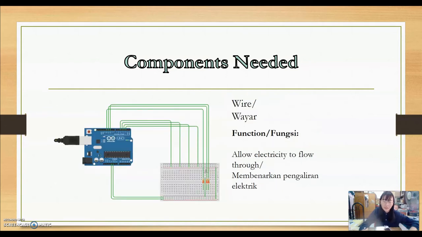Next is the wire, and in Malay, wire. A wire is used to allow electricity to flow through the circuit, membenarkan pengaliran elektrik dalam sesuatu litar.